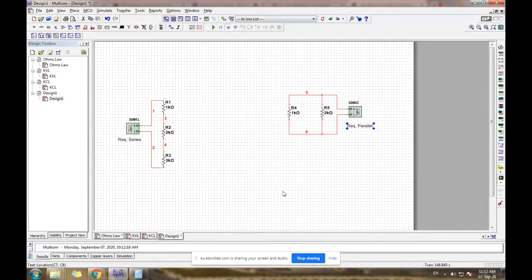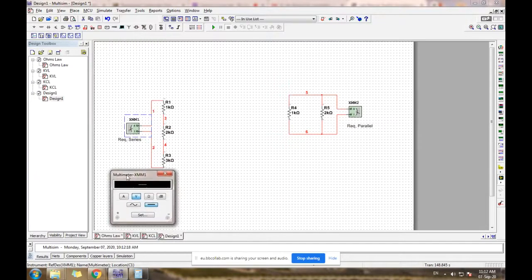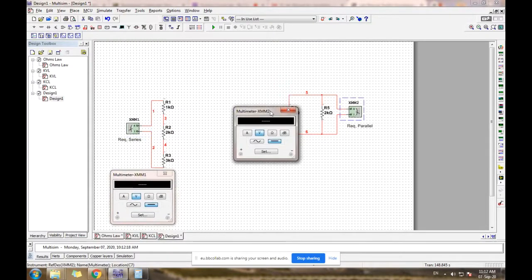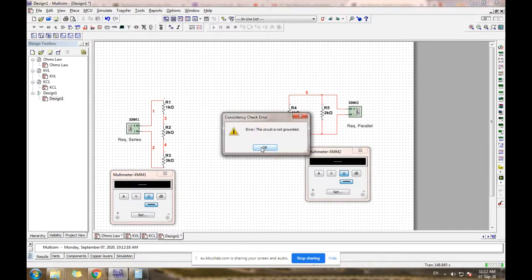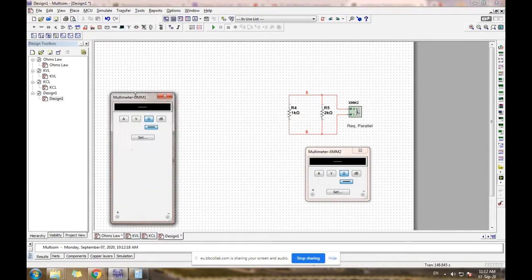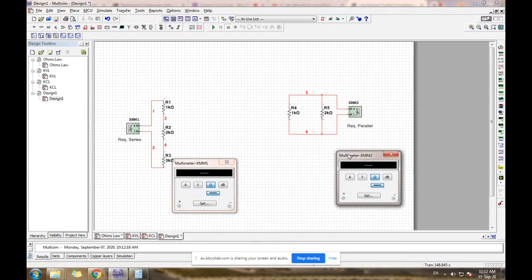Okay, brothers. Now let us check. So in here, this is for this multimeter and this is for this parallel combination. We are going to measure resistance, so we have to select ohms. Also you have to select ohms. Check here. If I make it run, it says that the circuit is not grounded. True, we have not grounded the circuit.